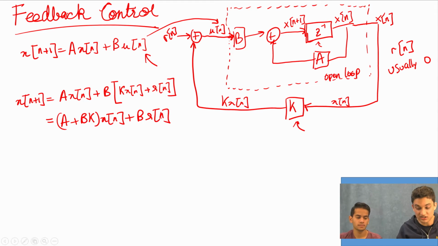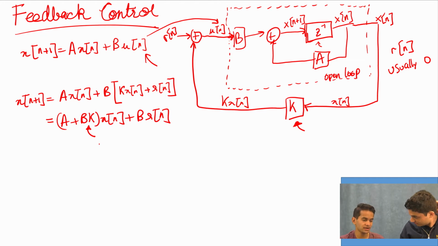Perfect. Now, the advantage of putting it in this way is with this matrix K, we now have flexibility in controlling how the system itself evolves. So our state transition matrix is now something that we can control. Cool. So we've effectively just changed our state transition matrix entirely, right?